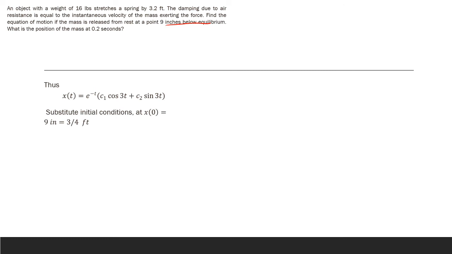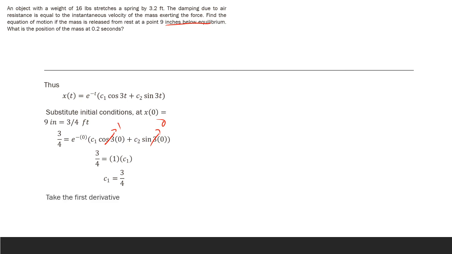So at t is equal to 0, your x now, class, is 3 over 4. Substituting, we have 3 over 4 is equal to e raised to negative 0, c1 cosine 3 times 0 plus c2 sine 3 times 0. The sine term is equal to 0, and the cosine term is equal to 1. So we have 3/4 is equal to 1 times c1, so c1 is 3 over 4.